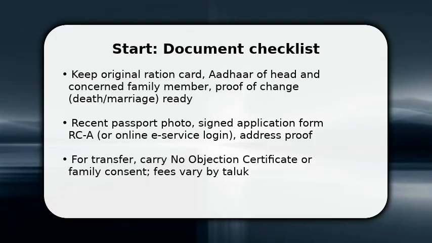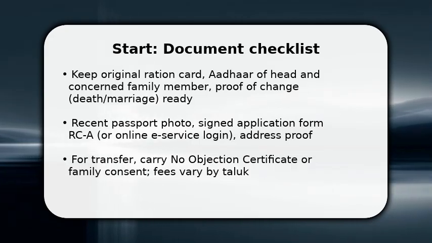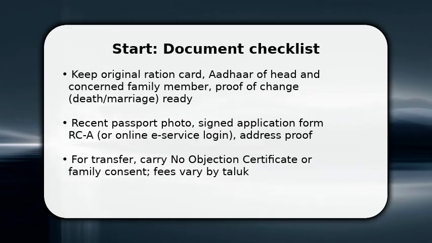You begin by gathering the core documents so you can file immediately. Have the original ration card, Aadhaar and ID proof for the person removed or added, and a recent passport photo. Once done, fill the prescribed application. Use Form RCA or log into the Tamil Nadu E7I/EPS portal to start online.